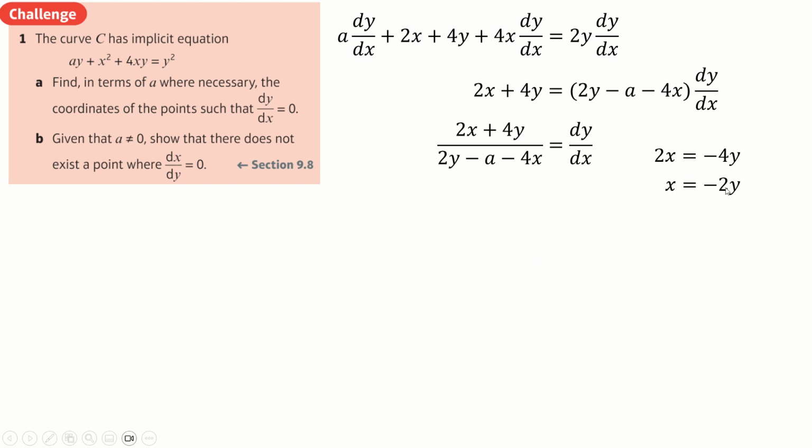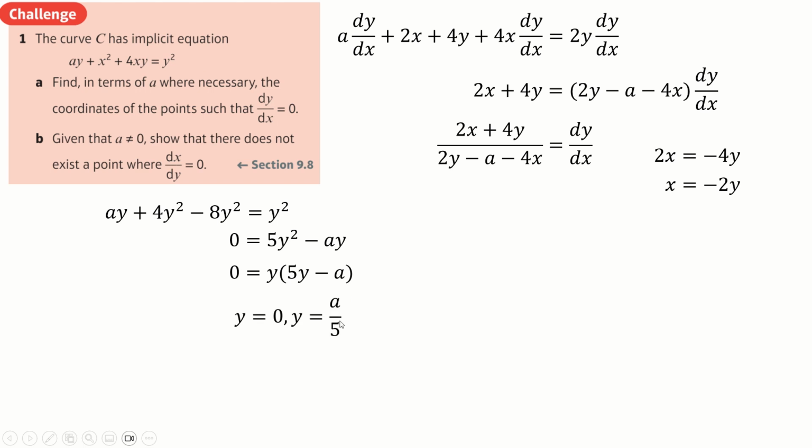Let's substitute that x value into the original curve to find the coordinates of when it happens. So okay, we get y as this, which leads to this, which leads to this. And then you can say either y has to be 0 or y has to equal a over 5. Of course, we can go back in here to finally find the x coordinates. If y is 0, x has to be 0. If y is a over 5, x is minus 2a over 5. And so we end up with our two coordinates here.